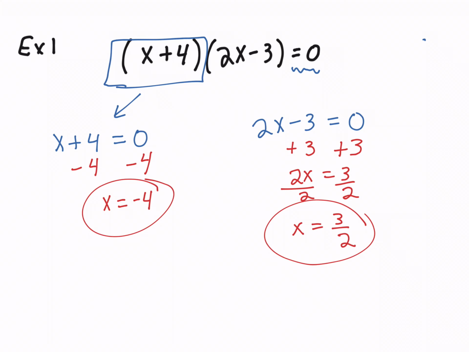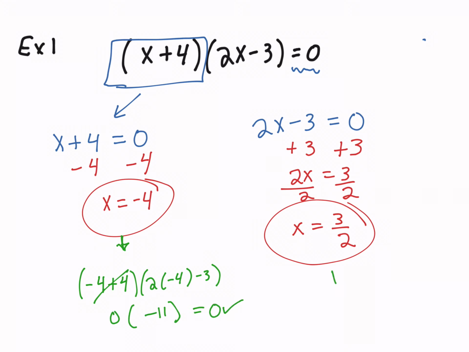You could, if you want, and it's really not necessary for these, check these answers by plugging them back in. If I plugged in negative 4, I would have negative 4 plus 4 times 2 times negative 4 minus 3, and that ends up being 0 times negative 11, and obviously 0 times anything automatically equals 0. The same thing works over here. You end up getting 0 equals 0. So that's what we're going to do in this entire first section.